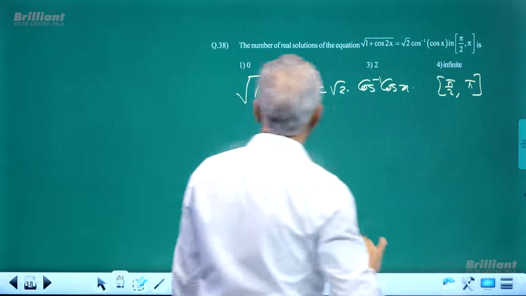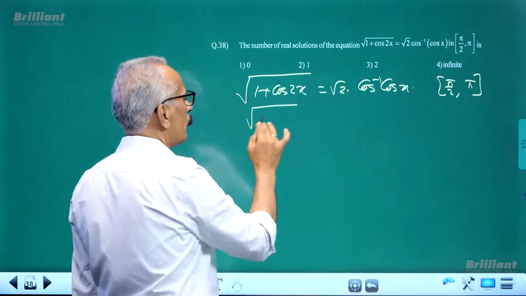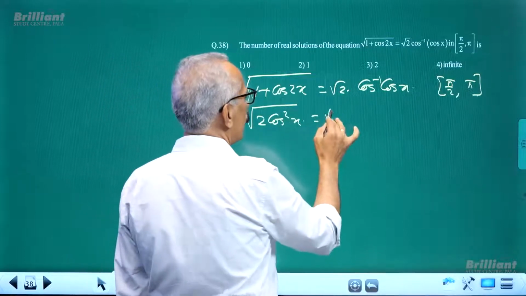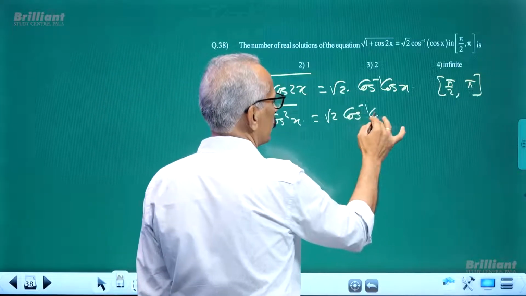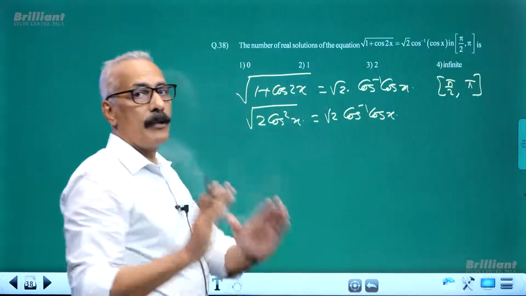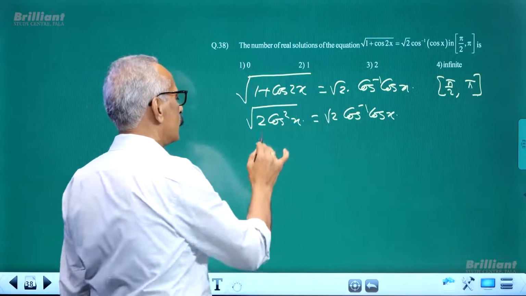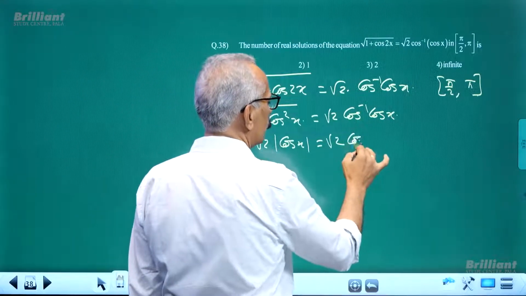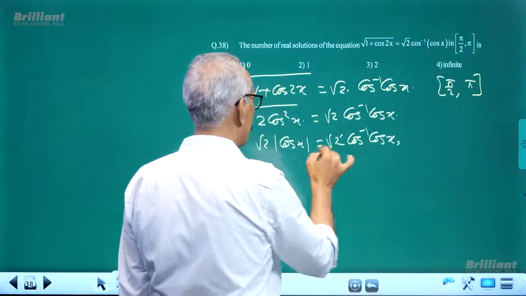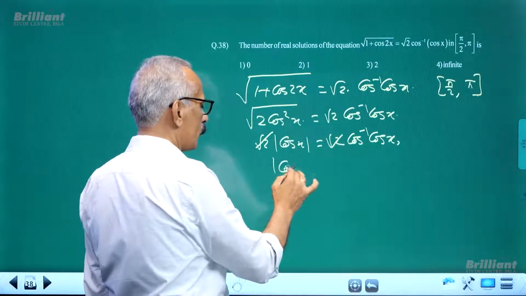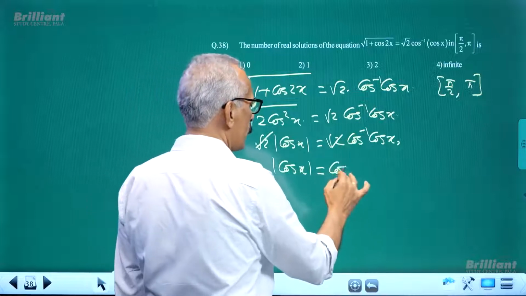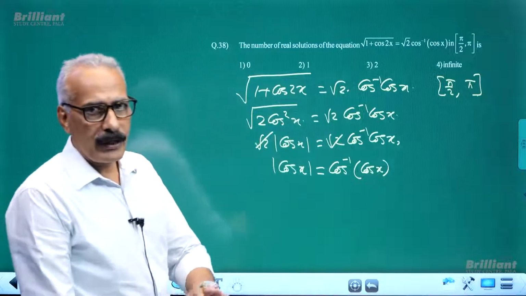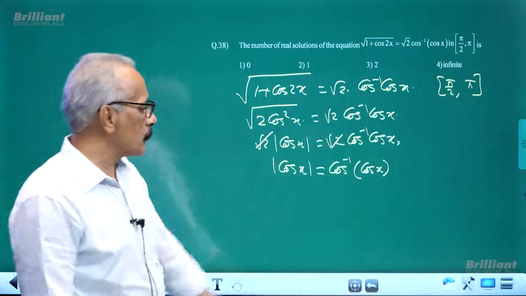Okay. What is 1 plus cos 2x? Root of 2 cos square x. That is equal to root 2 into cos inverse of cos x. What is root cos square x? Modulus of cos x. That is root 2 into modulus of cos x equal to root 2 into cos inverse cos x. Root 2 cancel. So modulus of cos x is equal to cos inverse of cos x. Cos inverse of cos x ആരാ? x ആണോ? x മാത്രം, x ആണ് അതിൻ്റെ ആൻസർ, പക്ഷേ അതിൻ്റെ പ്രിൻസിപ്പൽ വാല്യൂ ബ്രാഞ്ച്.